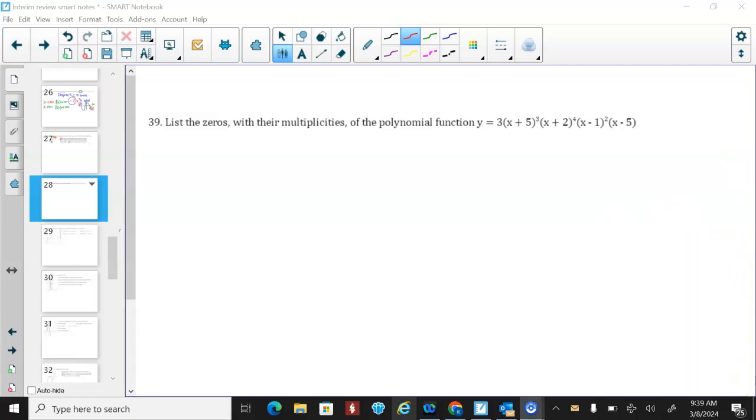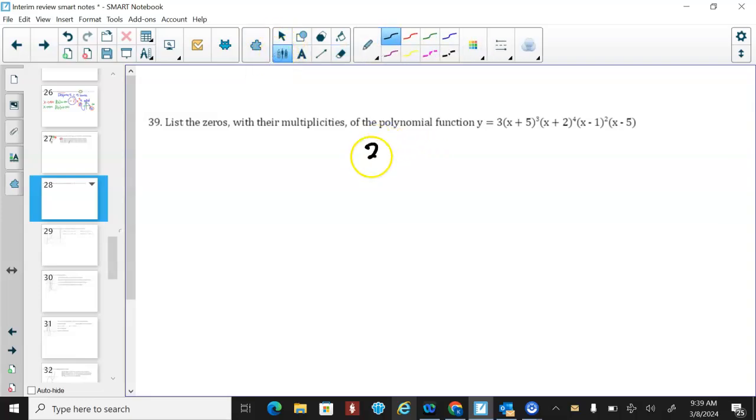Zeros with their multiplicity of the polynomial. So again, zeros, how many factors do I have here? I have 1, 2, 3 right here. So let's set them equal to 0 to see what my zeros are. I'm going to take all of these and set them equal to 0.